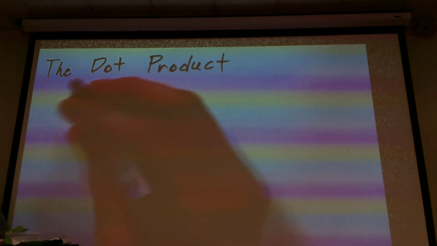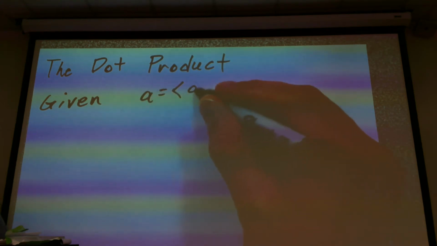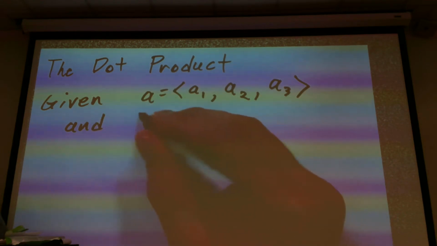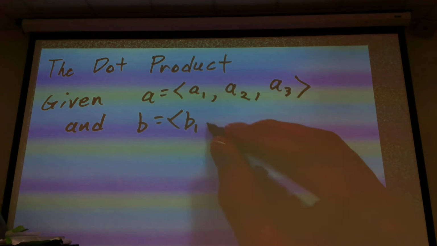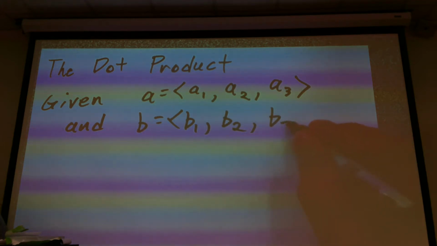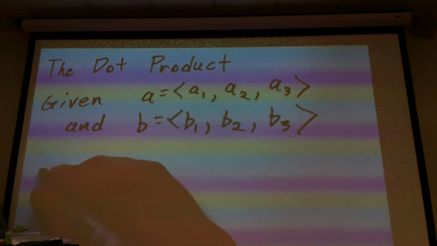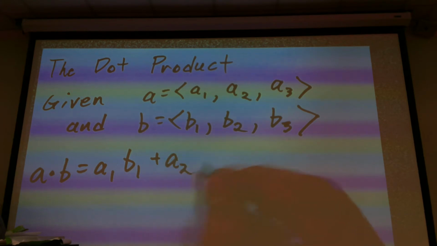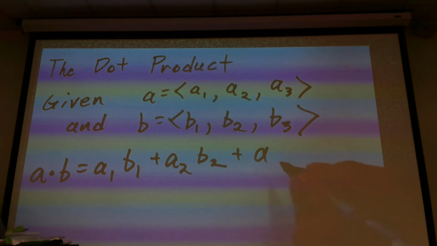Okay, so we're going to start today with the dot product. If you're given two three-dimensional vectors, vector A, which equals A1, A2, A3, and another vector B, which equals B1, B2, and B3, well, A dot B will equal A1 B1 plus A2 B2 plus A3 B3.